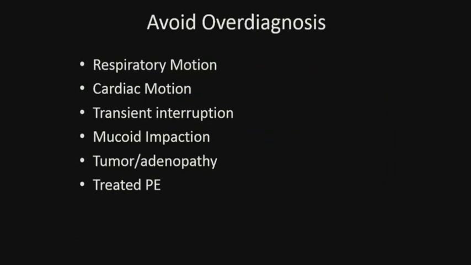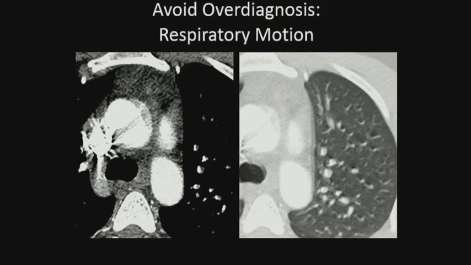Overdiagnosis is a term which refers to an incorrect diagnosis of PE in the setting of an artifact or a pathologic mimic of PE. This can be due to motion artifact, transient interruption of the contrast bolus, and other pathologic mimics that I'll discuss now.